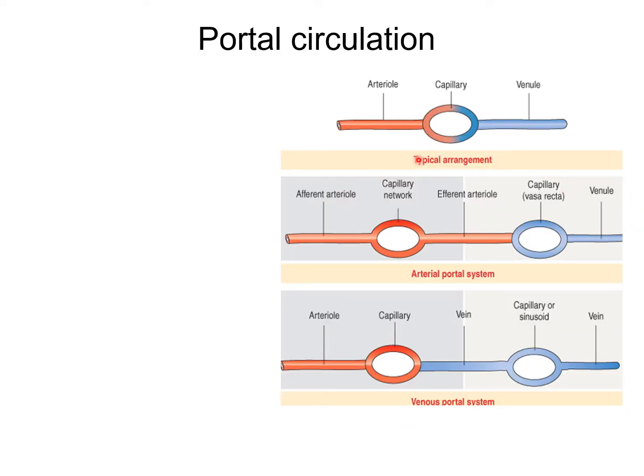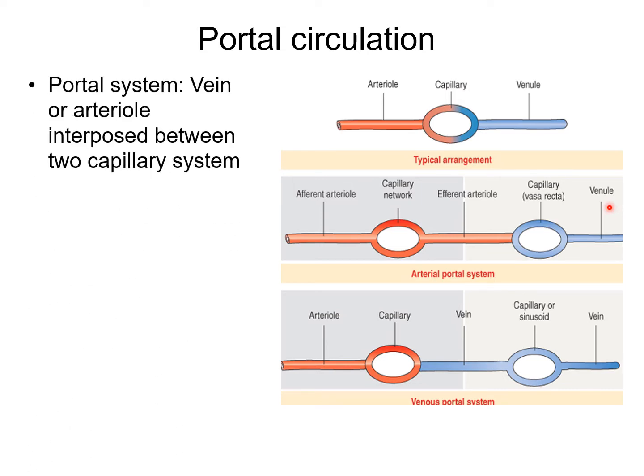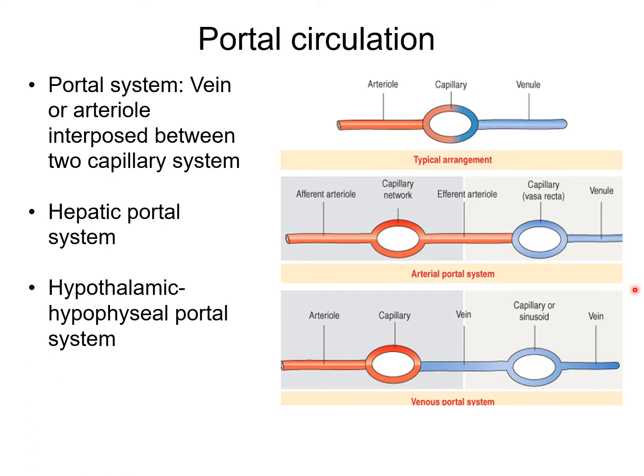In addition to the systemic and pulmonary circulation, there is portal circulation. The portal system consists of a vein or arteriole interposed between two capillary systems. There are the hepatic portal system, hypothalamo-hypophyseal portal system, and renal portal system.